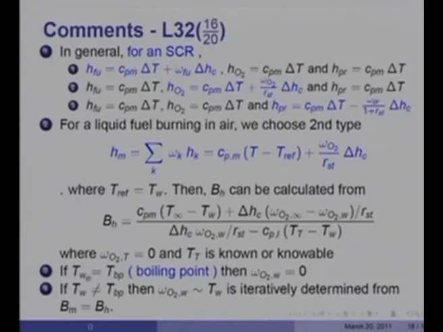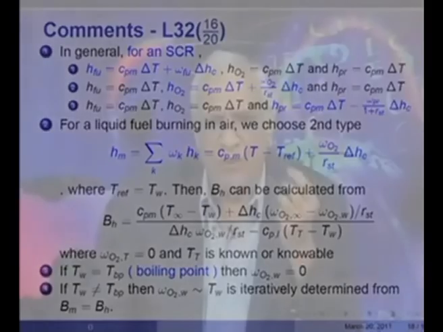If the fuel surface was already at the boiling point, TW equal to TBP, then of course no oxygen would survive at the surface, and therefore that would be 0, because the fuel concentration there would be 1. If TW is not equal to TBP, then omega O2 W relations must be established iteratively by balancing BM and BH, where BH is given by this.